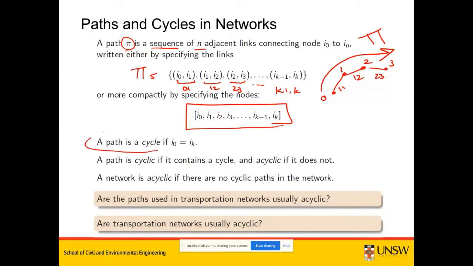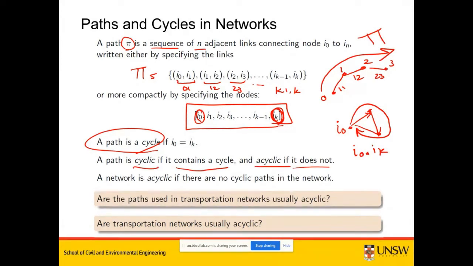When is a path a cycle? A path is a cycle if the start and end point is the same, right? So remember, IK was the last node and I0 is the first node. So a path is a cycle if I0 is equal to IK, right? A path is cyclic if it contains a cycle, and acyclic if it doesn't, obviously. A network is acyclic if there are no cyclic paths in the network, obviously.